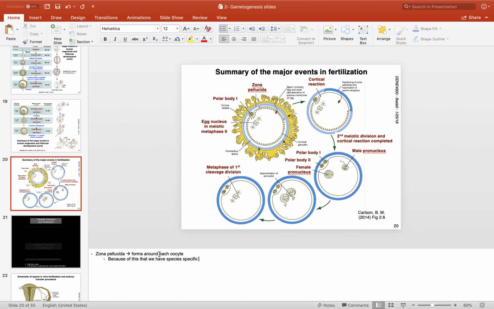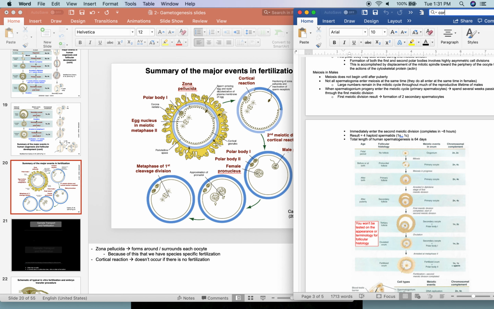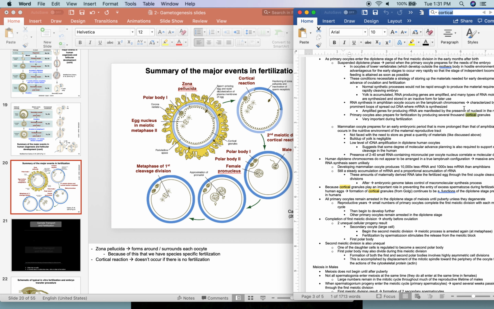Now we'll see an animation of this in a few minutes, but once the sperm has entered into the oocyte, we get what's called a cortical reaction. There's a change that takes place on the exterior around the oocyte once it's been fertilized. This cortical reaction doesn't occur if there's no fertilization. What do you think that cortical reaction might be mediating? Remember, it's on the outside of the oocyte. It's right after one sperm has entered. Yeah, because we don't want polyspermy, if there's multiple sperm.